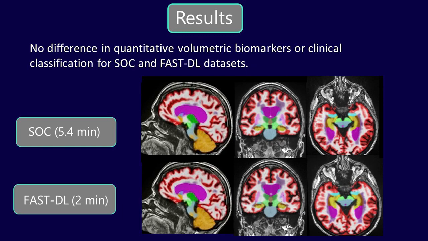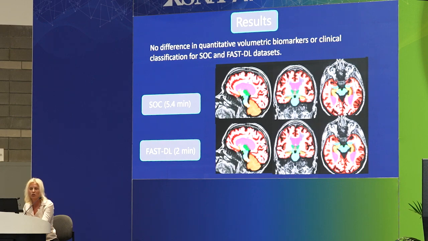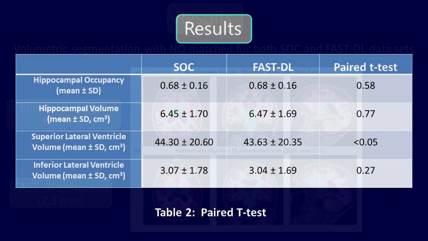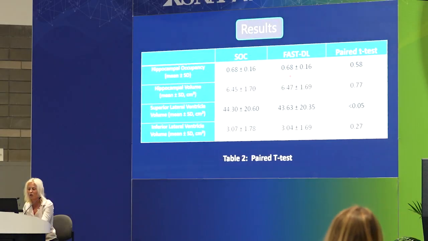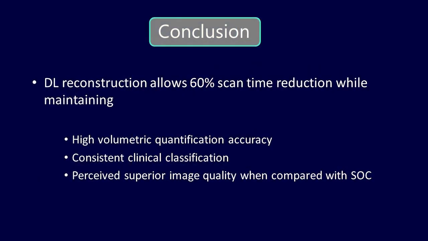We found no difference in the quantitative volumetric biomarkers or the clinical classification for both standard of care and FAST-DL. So if the segmentation looks the same on the top as it does on the bottom, that's good. You want it to. That means that there's no difference in segmentation. Here again, the images on the top are the standard. These are the FAST AI. The segmentation was identical. So whatever the hippocampal occupancy score was here, 0.68, it was the same on the FAST DL, telling us that we were not introducing any errors by deep learning.